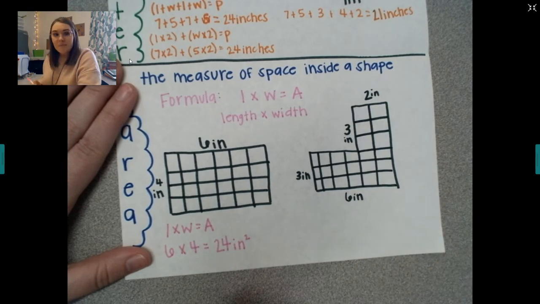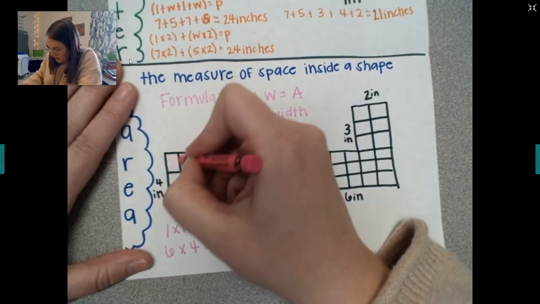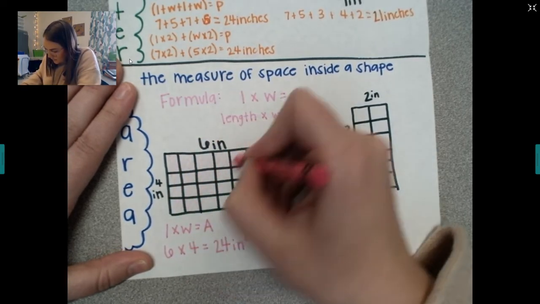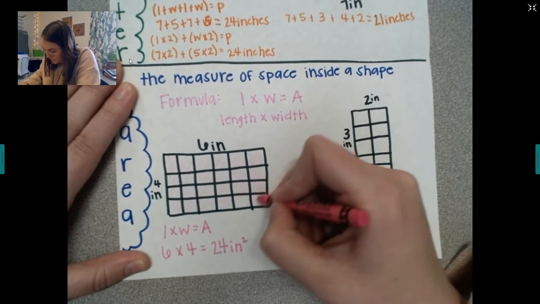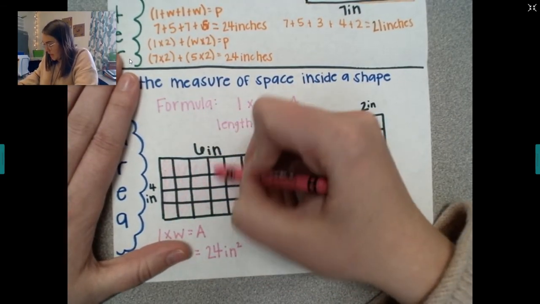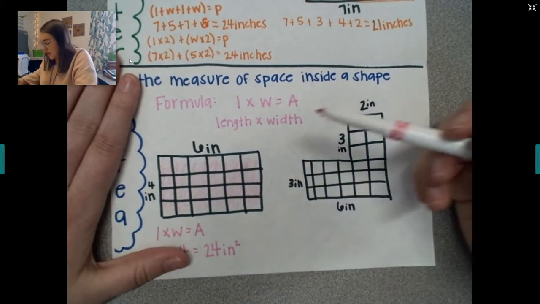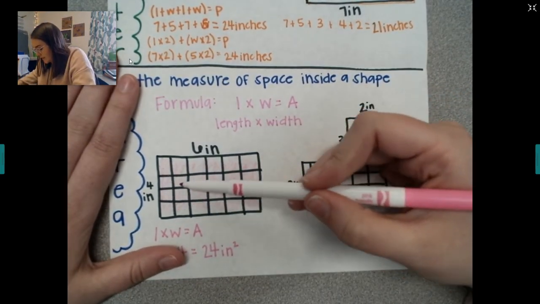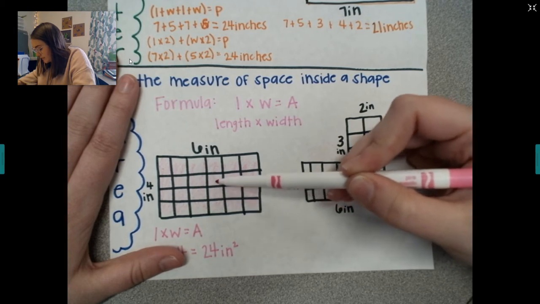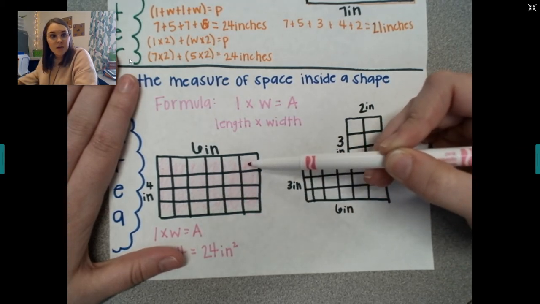So guess what? If I was to count up all of the squares in here, guess what I would get? I bet you anything I would get 24. Let's check. 1, 2, 3, 4, 5, 6, 7, 8, 9, 10, 11, 12, 13, 14, 15, 16, 17, 18, 19, 20, 21, 22, 23, 24.